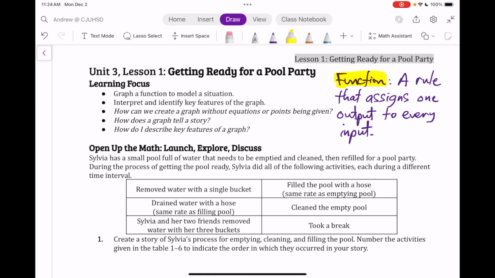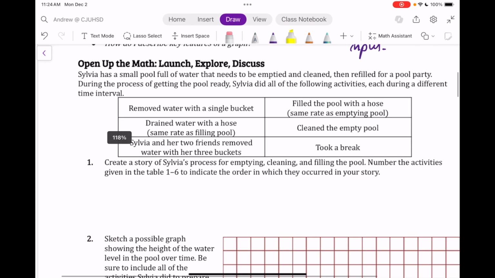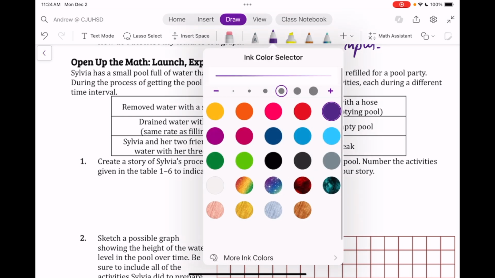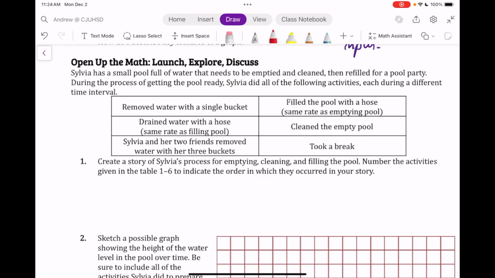Now, we're going to be looking at functions in this unit, specifically with the context of getting ready for a pool party. So, in our launch area here, we have 6 steps, and they're out of order. They're probably not what happened. Now, there may be more than one order that could be correct, but we're just going to use one example of an order, and then we're going to graph it.